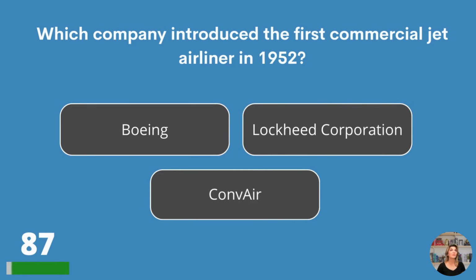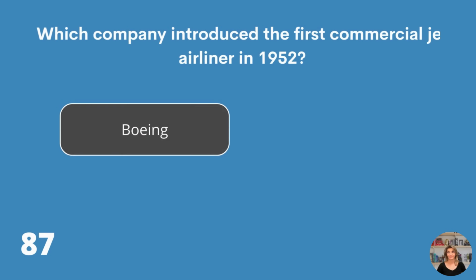Which company introduced the first commercial jet airliner in 1952? Boeing, Lockheed Corporation, or Convair? Boeing.